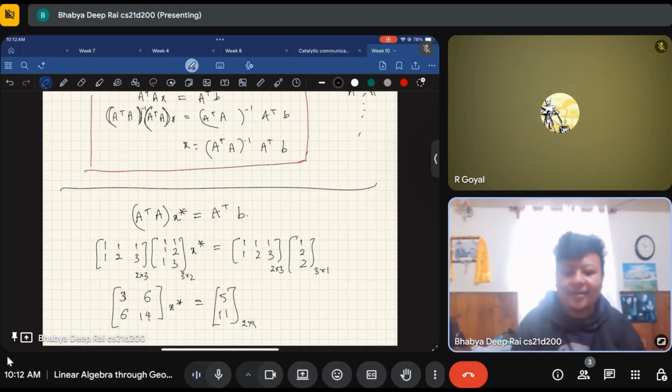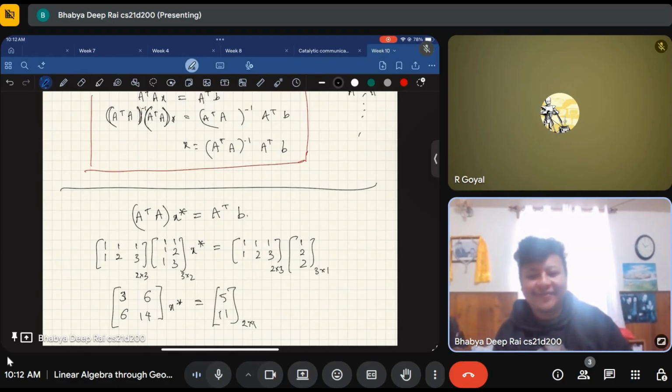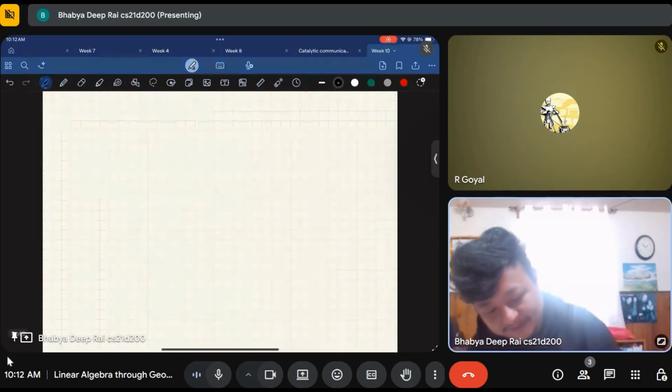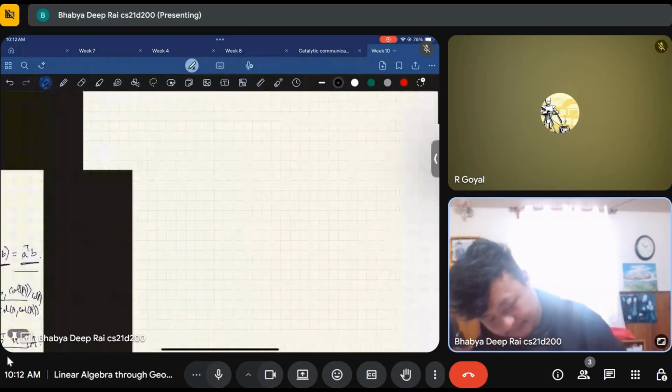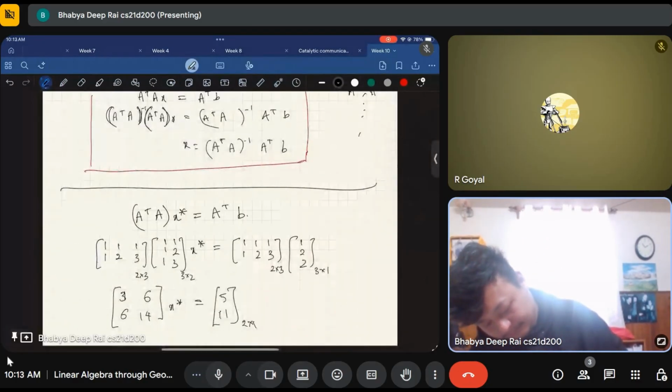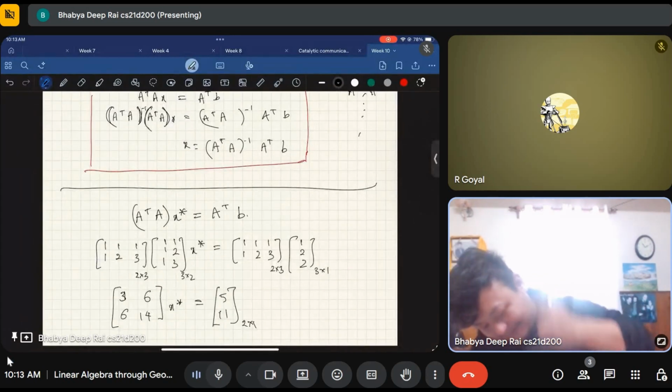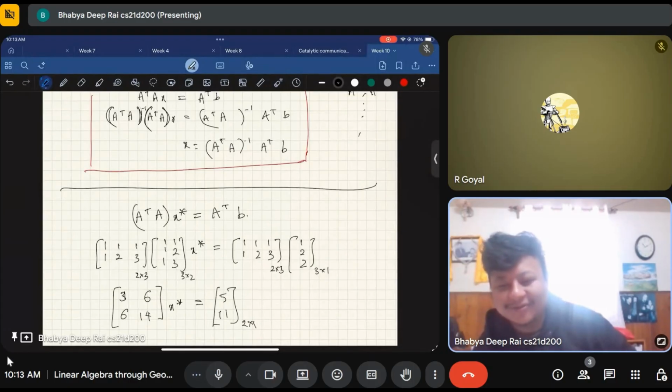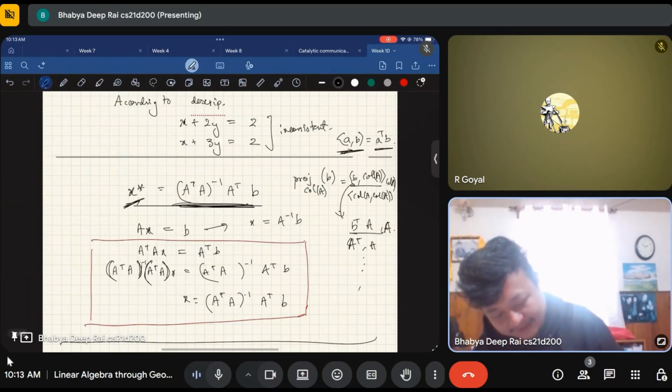Okay, right, correct. Now all we need to do is solve the system of equations. So let's solve the system of equations. How do you solve it? Well, we can use Gaussian elimination, or we can use substitution, anything you want. But what should be the dimension of X star?